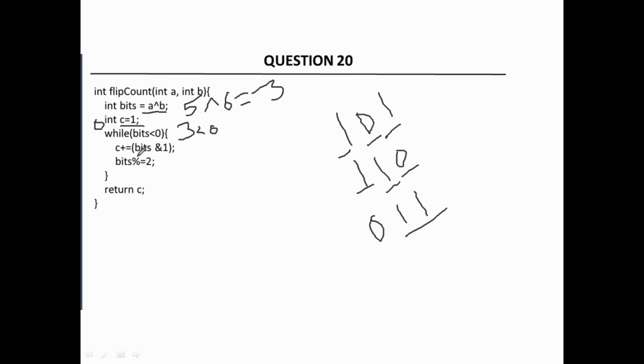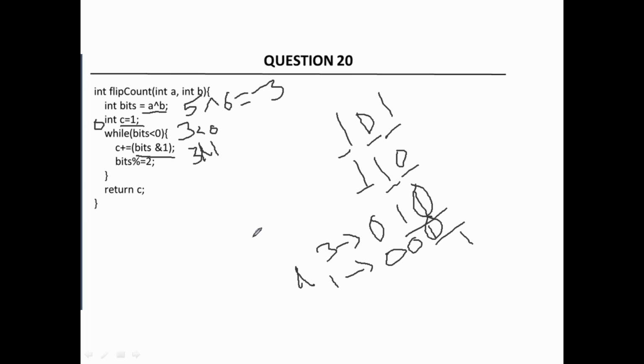Now observe: bits ampersand 1. What is the bits value? 3. 3 ampersand 1 means what you should do? Again you should take the binary form of these two. 3 is already there. Now let us take 1 in binary form: 0 0 1. What is the result for this one? Only these two bits are set to 1, right? You'll get 1. 3 ampersand 1 means 1, not 2.